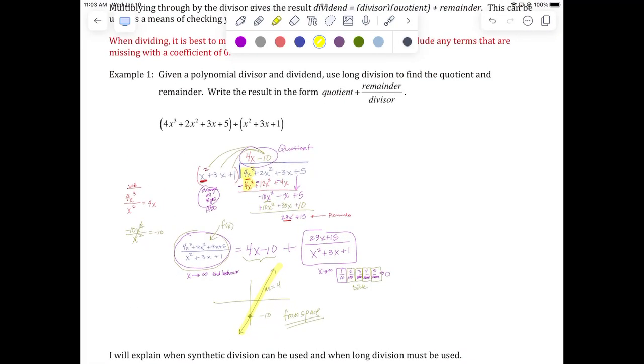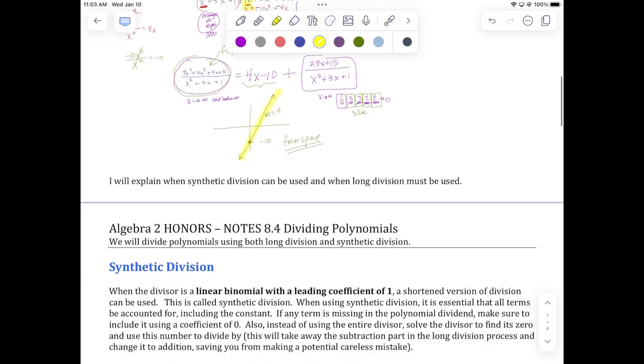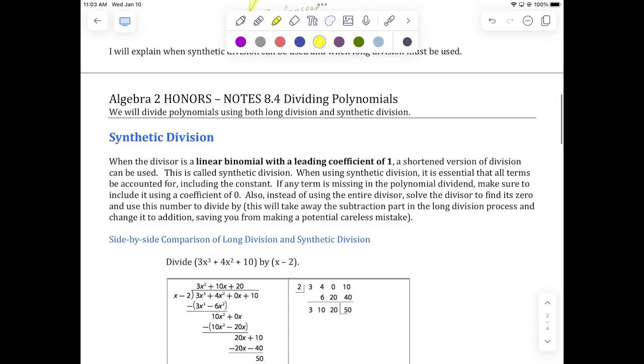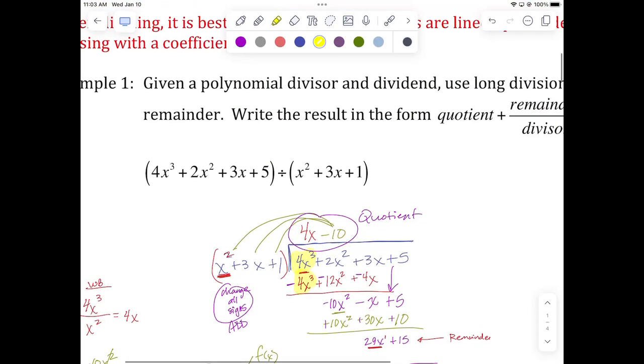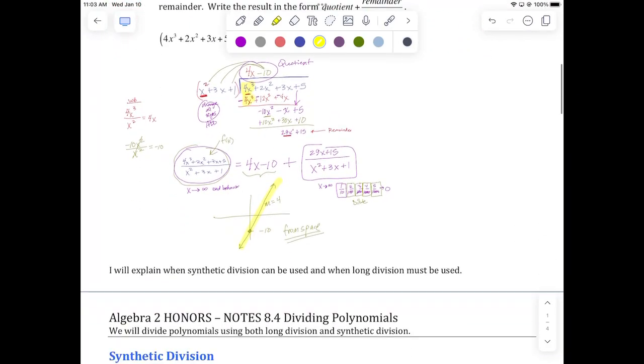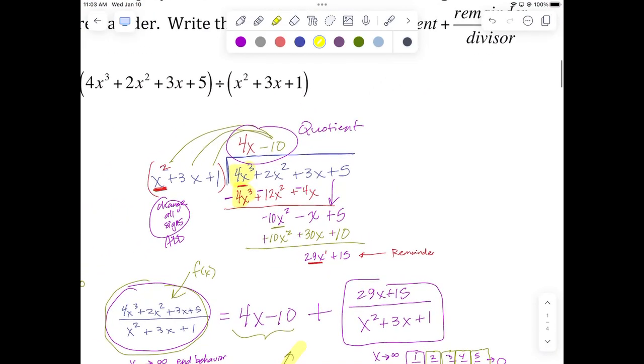All right. I will explain when synthetic division can be used and when long division must be used. That's your next goal: synthetic division. For this problem right here, there's no way to do it other than long division because we're dividing by a quadratic. But there is another way to do the division in a streamlined process that doesn't look as cumbersome, which is the word I'm looking for. This looks kind of chunky, right? There's a lot of x's and symbols in there. There's a lot of things that we write down to make it happen. It's not difficult, but it is a lot of writing.